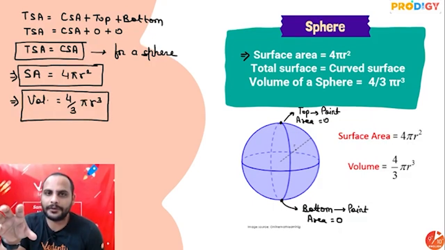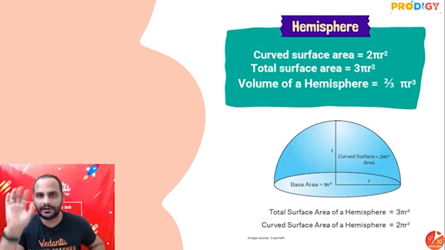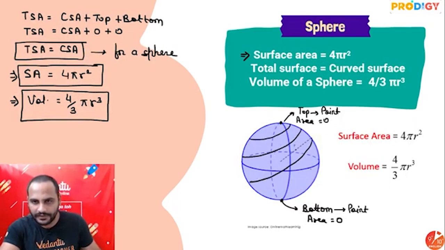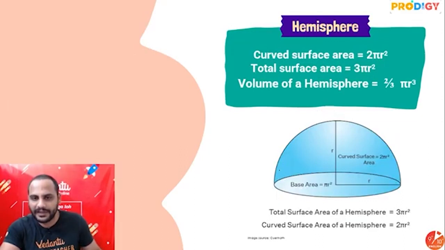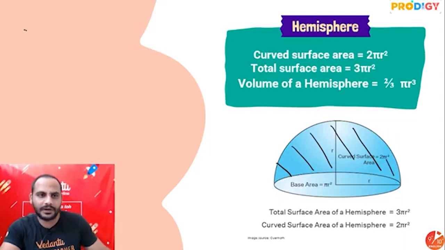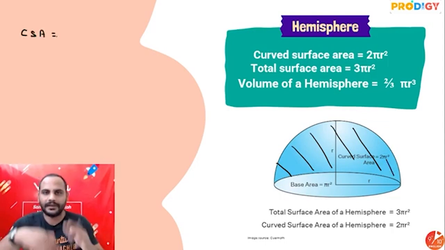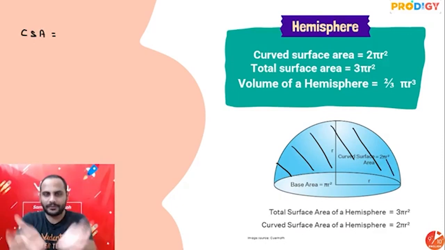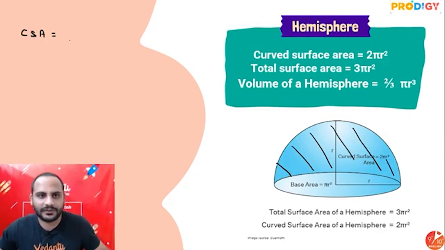If you have understood the formulas for sphere, formulas for hemisphere we can easily find out. How we can easily find it out? Look, the total surface area of a sphere is the surface area of this complete ball, and this we know is 4 pi r square. So in a hemisphere, curved surface area is this portion. So curved surface area, I will say, is half of the total surface area of the sphere. If it is 4 pi r square, hemisphere has only half portion of it. So half of 4 pi r square.